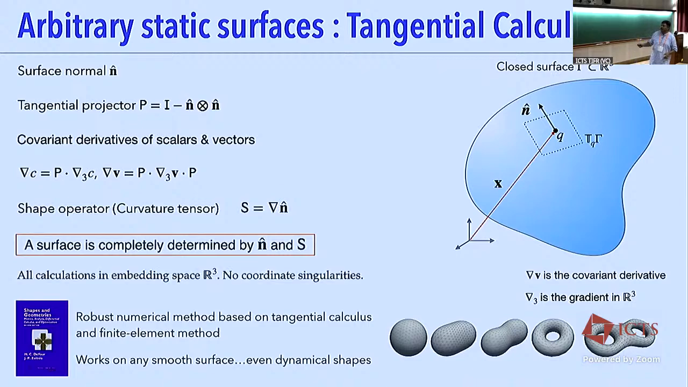Okay, so all calculations are done in the embedding R3 space, so there are no coordinate singularities that you have to worry about. If you don't know this, it's okay. If you know this, you know what a hell of a problem coordinate singularities are.